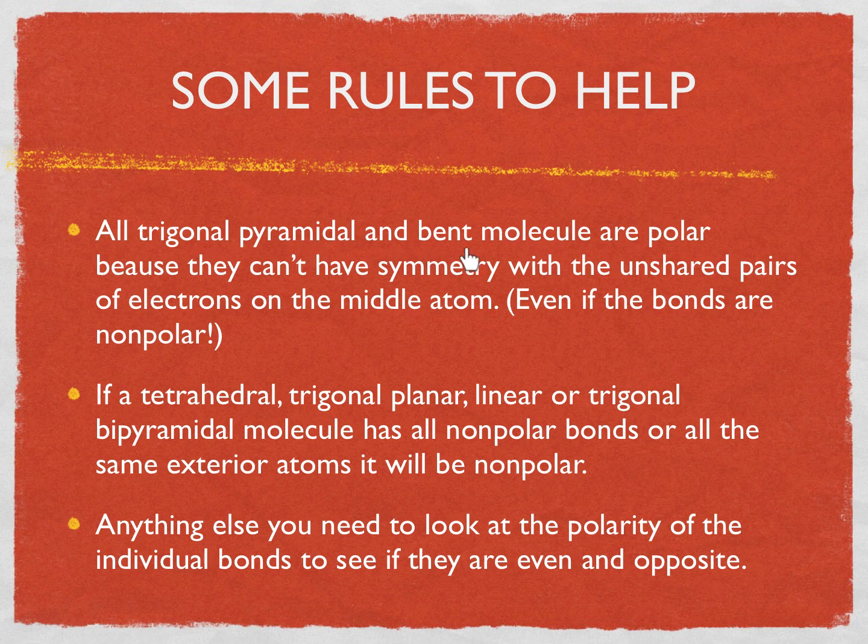But trigonal pyramidal and bent will always be polar because they always have unshared pairs of electrons on the middle atom. Even if the molecule itself has nonpolar bonds that make it up, the bent and trigonal pyramidal nature of these molecules make them polar. A tetrahedral, trigonal planar, linear, trigonal bipyramidal, these molecules all are nonpolar, as long as all of the atoms on the exterior are identical. And if they're identical, then all the bond dipoles are identical, and they would all cancel each other out and result in a nonpolar molecule.